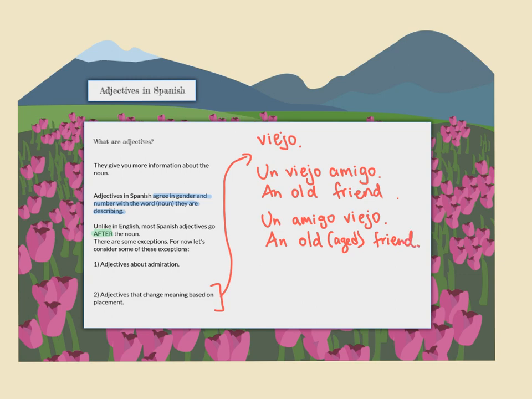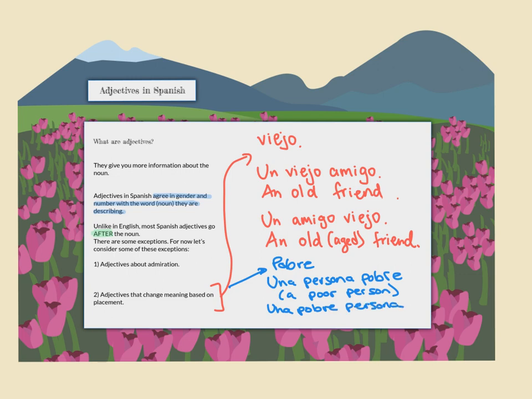Another one will be, for example, the case of pobre, which means poor. And poor actually has the same double meaning in English, kind of. So if I say una persona pobre, that is a poor person, meaning they don't have a lot of money. But if I say una pobre persona, in that case, I am referring to feeling some kind of pity or feeling bad for the person, like, oh, the poor person. You know?